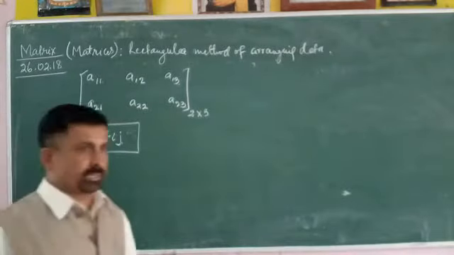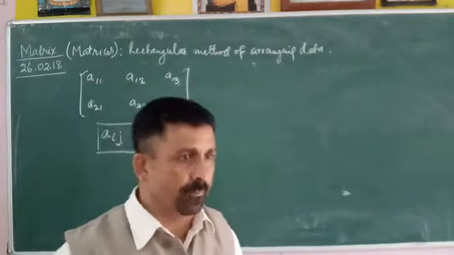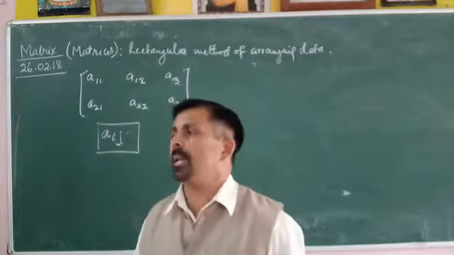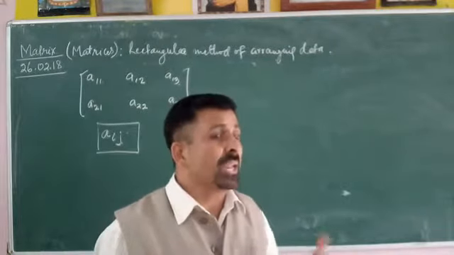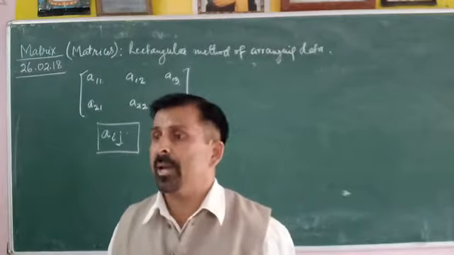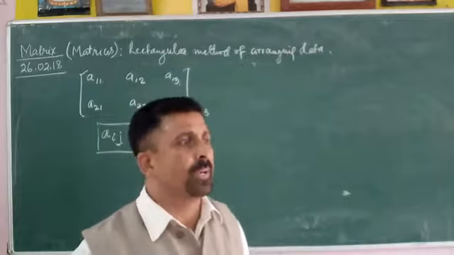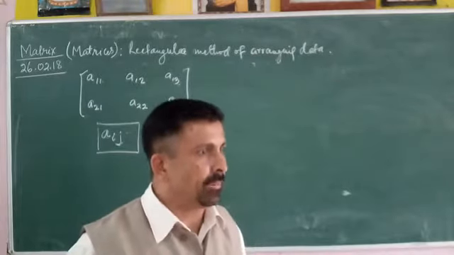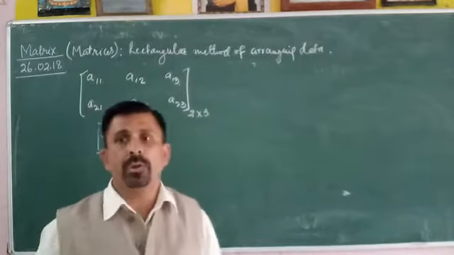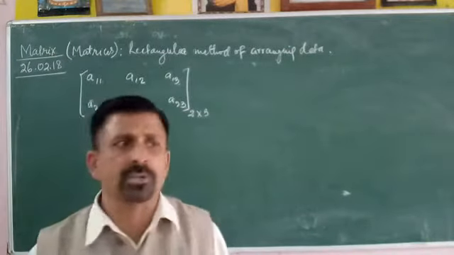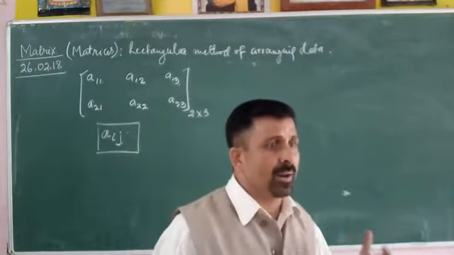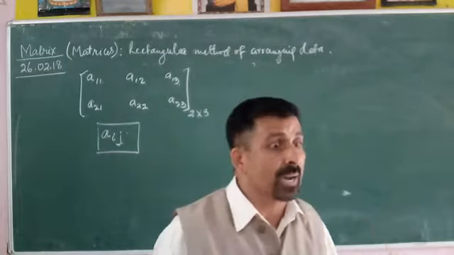So we have seen two things so far. One is the definition of matrix. It is the rectangular method of arranging the data, and another is the nomenclature of the element, writing the name of the position of the element and the general notation of the position for any element, A I J. With the help of this, we will now go to the next topic, an interesting topic, that is how to construct a matrix of a given size.